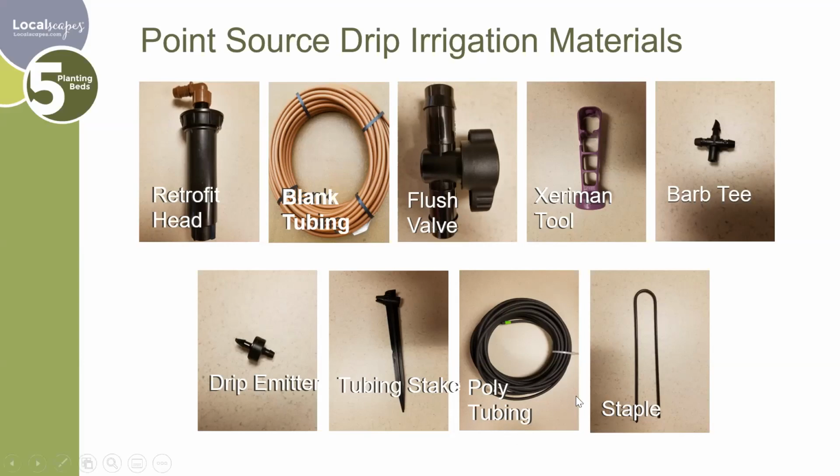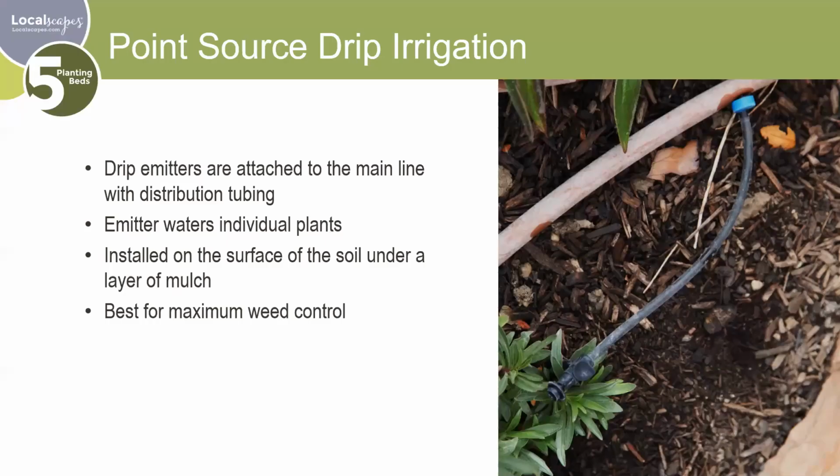And then again, the staple is going to be used to keep everything in place when you put the mulch on top. So that's the difference between the different materials for the different types. And then again, the emitters go to the specific plants, helps with weed control. It's installed on the surface underneath the mulch, right? So we've already kind of gone over that stuff.